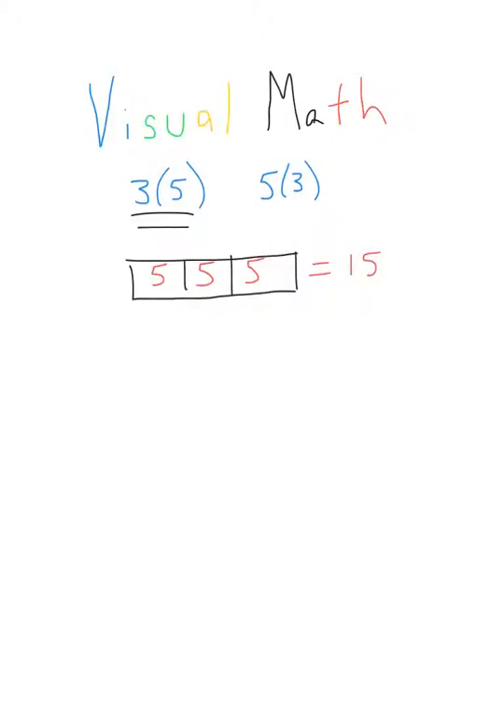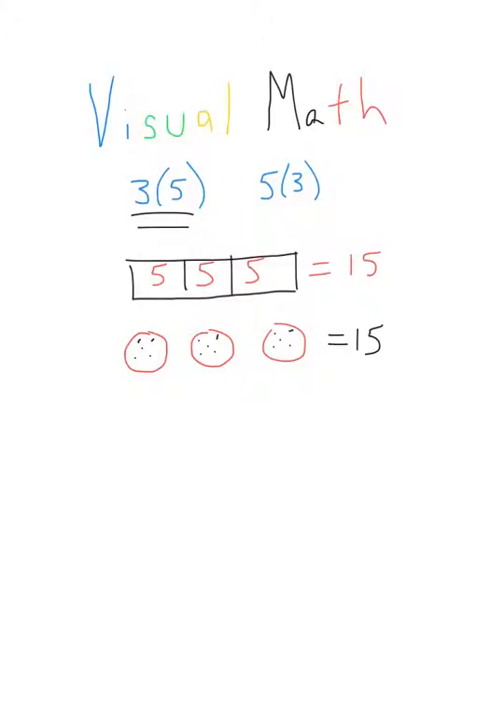Or another way we can say it, we could do it with chocolate chip cookies. I have 3 chocolate chip cookies with 5 chips in each cookie. Again, that's still a value of 15.